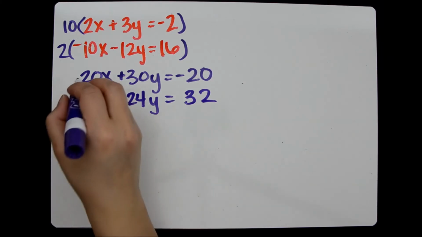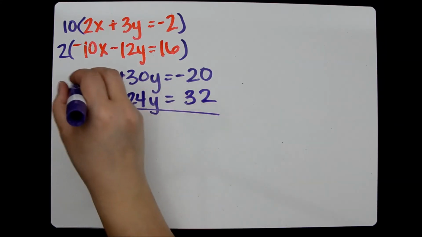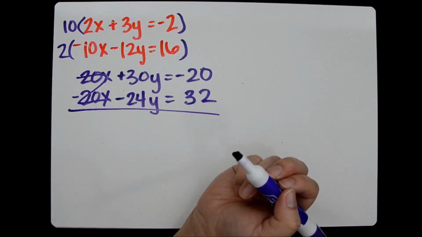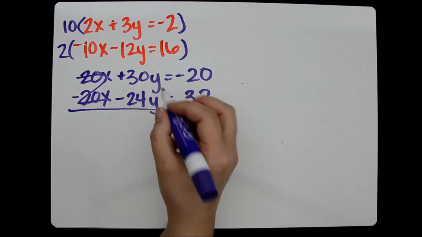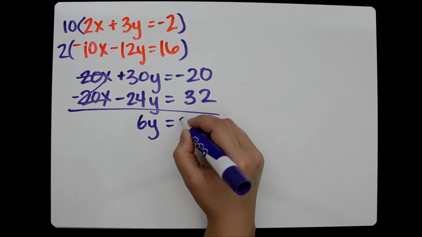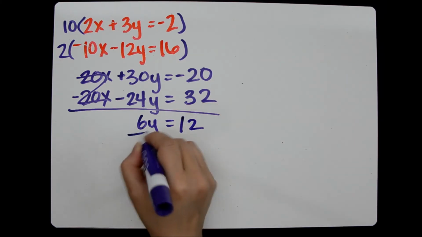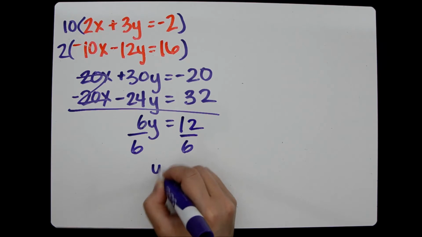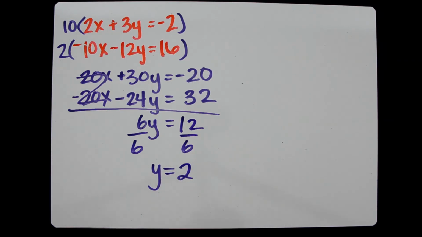Let's go ahead and combine our two equations. When we combine them, our x's zero out. 30y minus 24y is 6y, and negative 20 plus 32 is 12. Divide both sides by 6, and we get y is equal to 2.